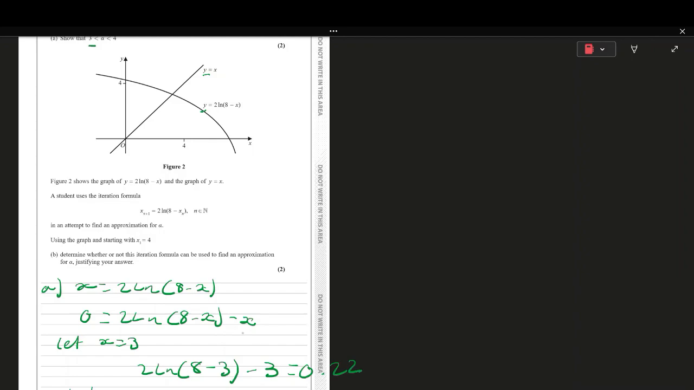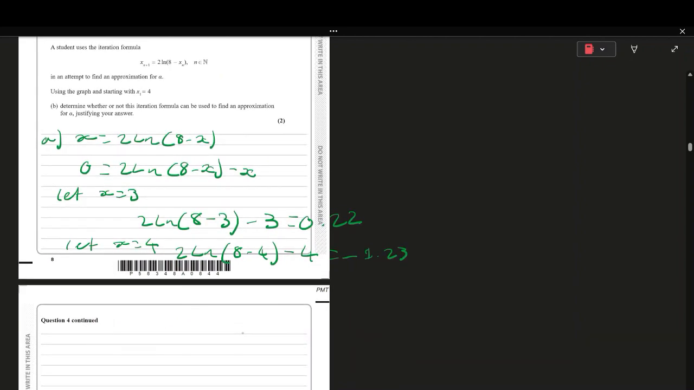Then we let x equal 4. So we get 2 ln(8 − 4) − 4, and that's equal to negative 1.23. As we can see, there is a change of sign. So then you can write, due to change of sign, alpha is between 3 and 4.